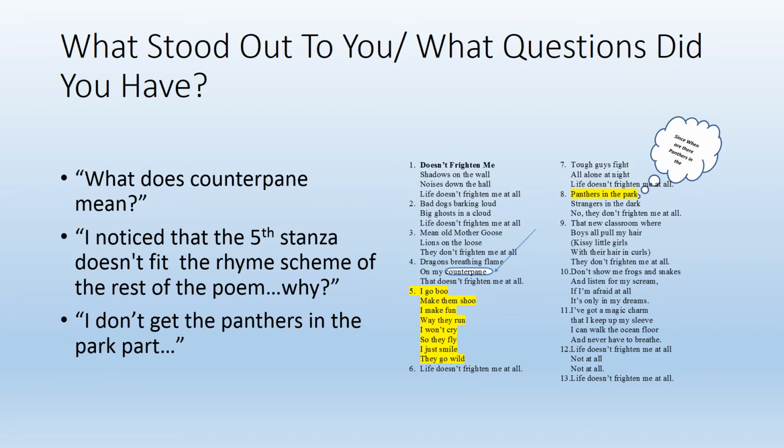Students may also comment about stanza 8, in which the author tells us that there are panthers in the park. This often brings up the question, why would there be panthers in the park? Panthers are not an animal that you would normally see in a park. Remind students again that authors are very intentional, so when they put things in their text, they put it there for a reason. It is our job as the reader to explore the possible reasons that they made that choice.